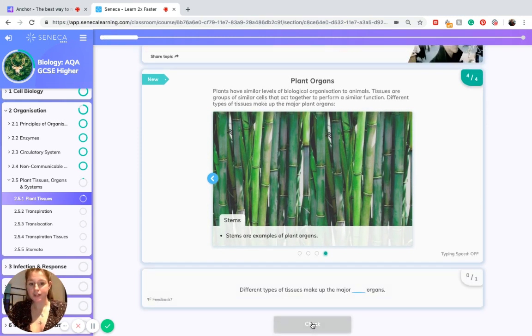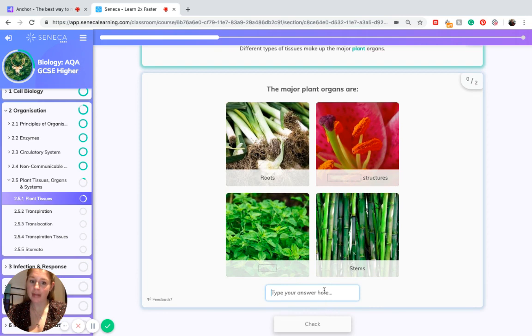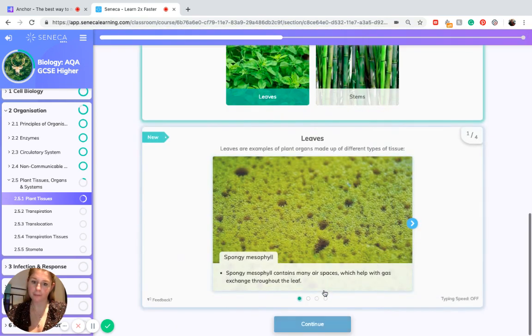So different types of tissues make up the major plant organs, as I just mentioned. So let's just recap on what these are, which we just discussed. We had roots, reproductive structures, leaves, and stems. So leaves are examples of plant organs, which are made up of different types of tissues.